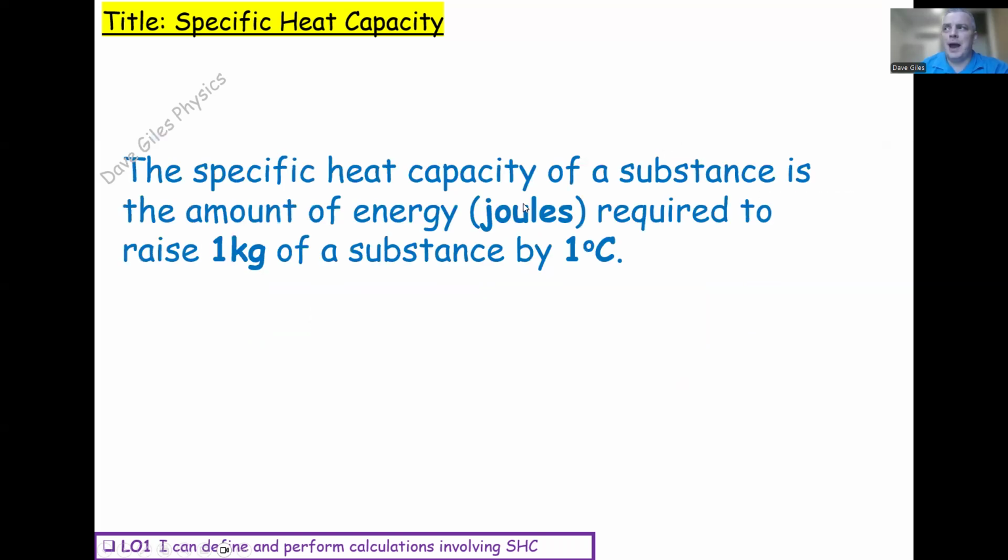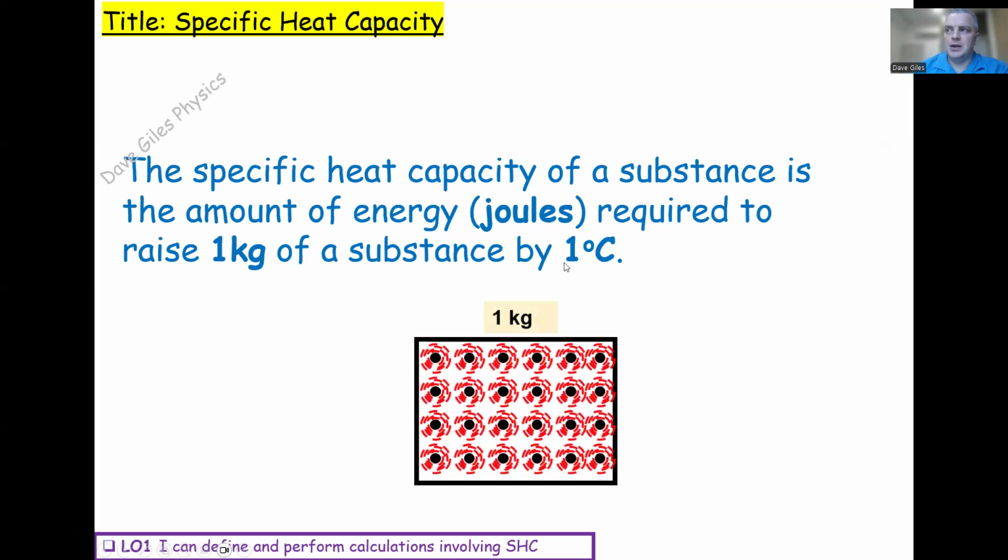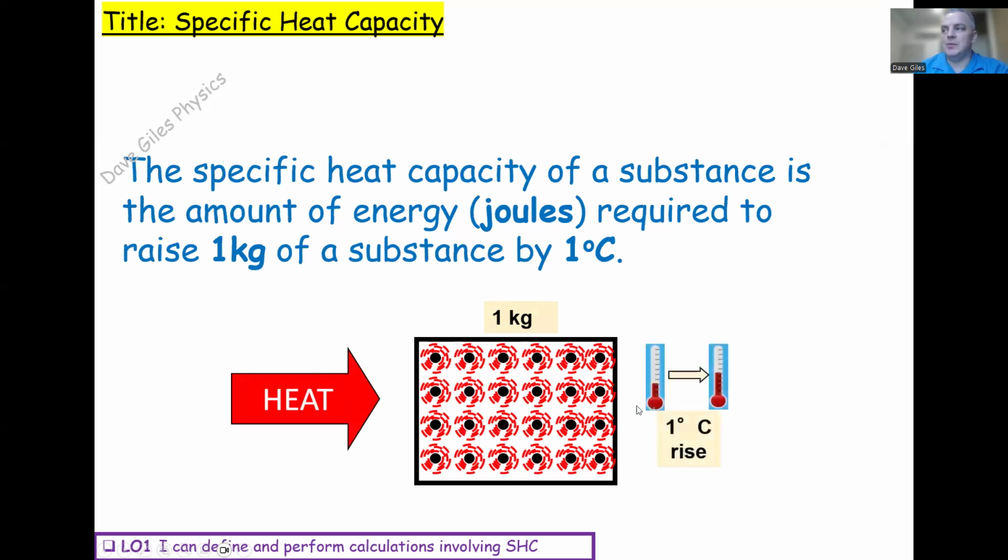So the specific heat capacity of a substance is the amount of energy in joules required to raise 1 kilogram of a substance by 1 degree Celsius. So, for example, this is a 1 kilogram block. I'm going to add a certain amount of heat energy, and it will give me a 1 degree Celsius temperature rise. However much heat energy I need to add to get that 1 kilogram, that 1 degree Celsius rise, is the specific heat capacity.